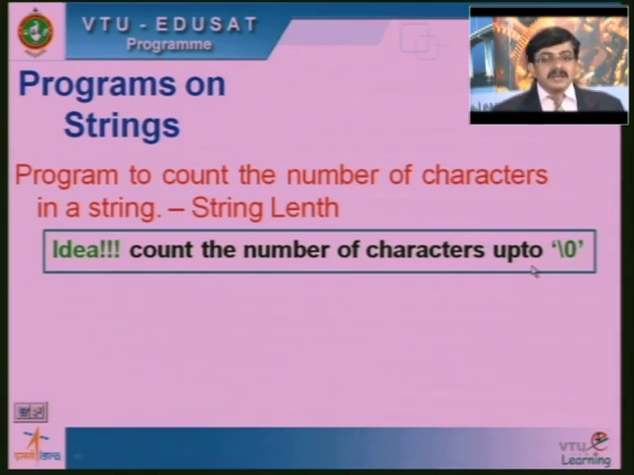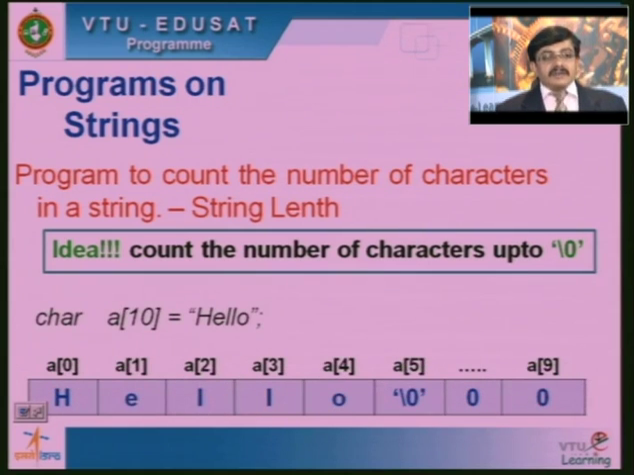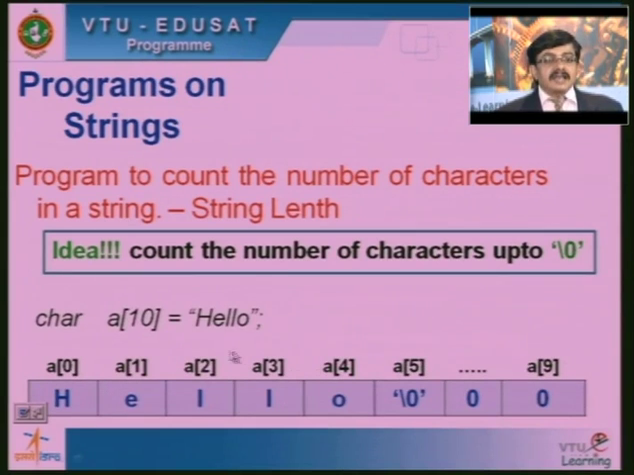What we are supposed to do here is, from the 0th location of the array, go on reading the characters one by one until we see the null character. The number of characters we have read so far will be the length of the string. Let us take an example. Say I have declared an array of 10 characters, and let me assume the string is hello. Here we have 5 characters in the string: a[0] is H, a[1] is E, a[2] is L, a[3] is L, a[4] is O, and then a[5] is a null character.